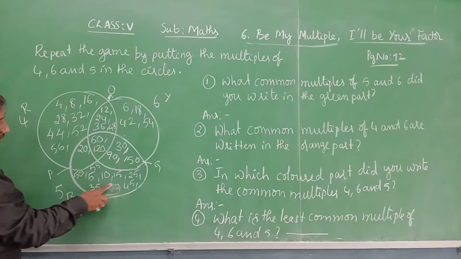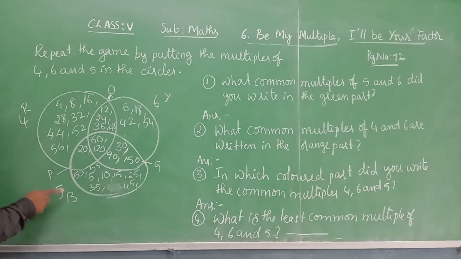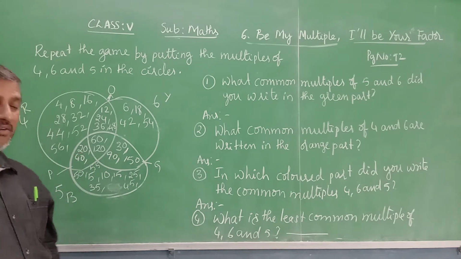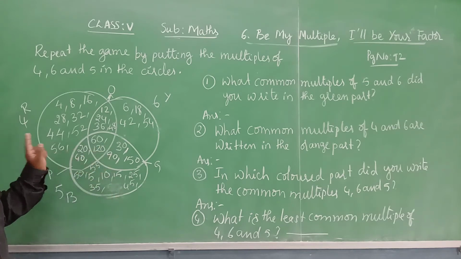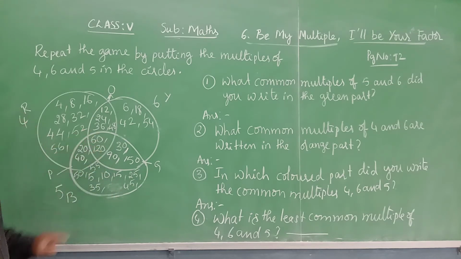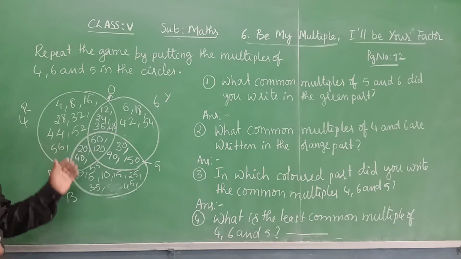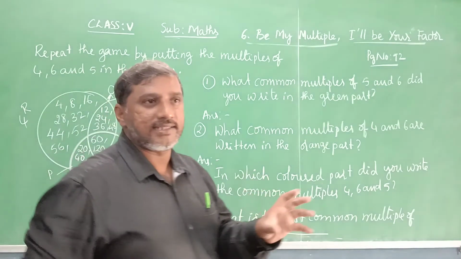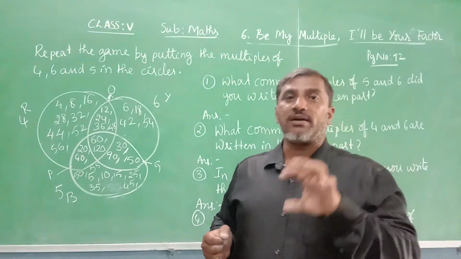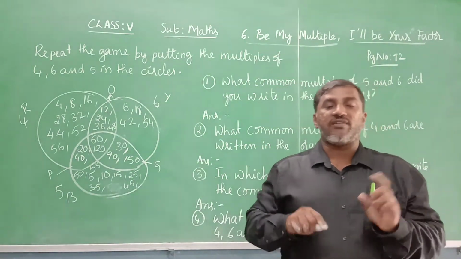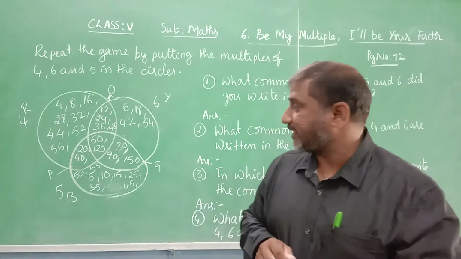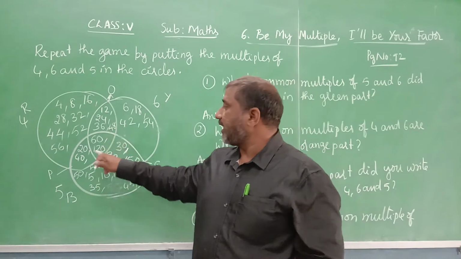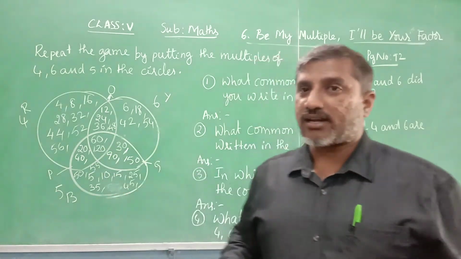So 40 is a multiple of both 4 and 5. It's a common multiple. Like this, we will write the multiples of 4, 5, 6 in the respective circles, and we found some common multiples for 4 and 6, some common multiples for 4 and 5, some common multiples for 5 and 6, and some common multiples for all the three numbers 4, 5, 6. That is 60 and 120, etc.